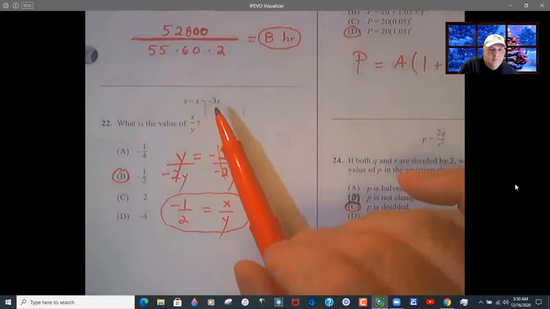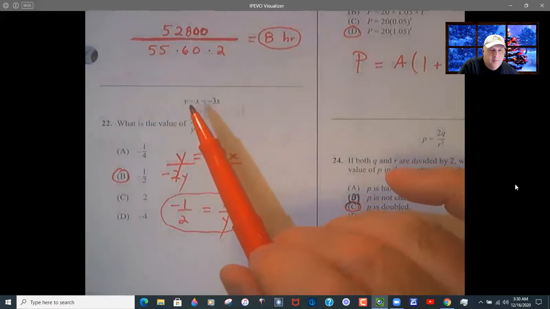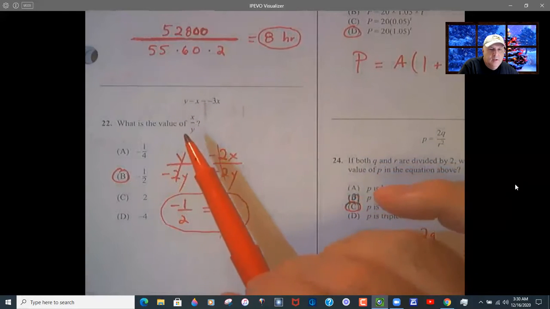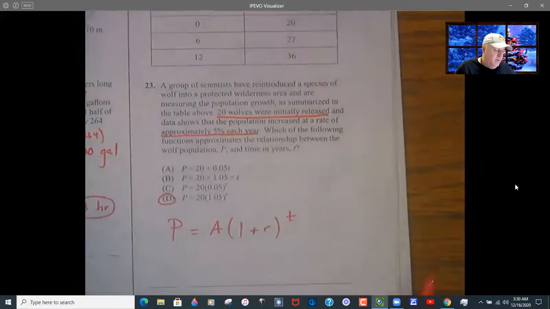But you probably could choose numbers. So if you picked x as 1, that's negative 3 on the right. So you'd have to have y be negative 2. So 1 over negative 2. Yeah, numbers would work. That's for sure. Try the numbers game. Problem 23.